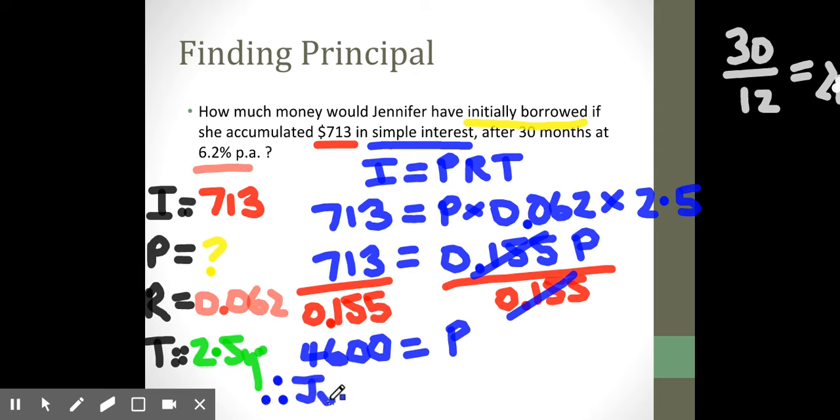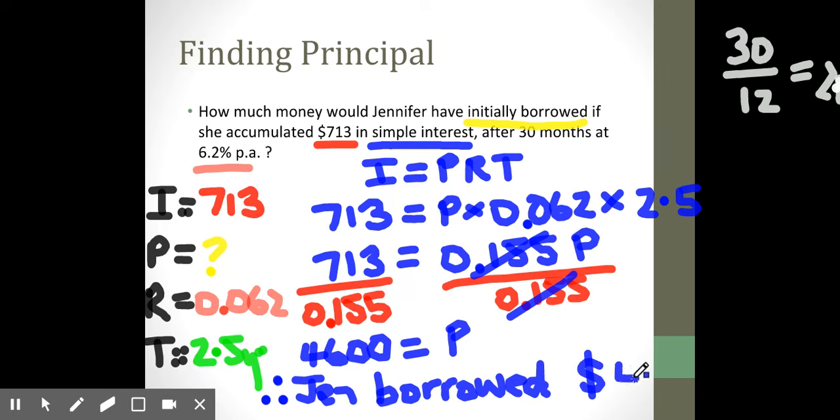Therefore, Jennifer, I'll just write Jen, borrowed $4,600. And I've answered my question.